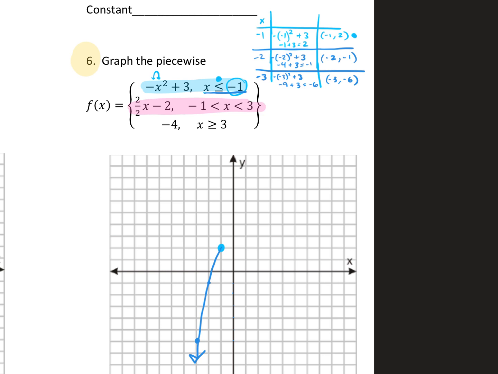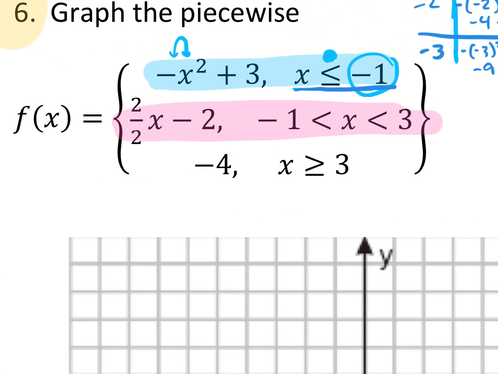What's the shape of our second piece going to be? A line, because it's in the form of y equals mx plus b. We see that there's 2 over 2 here. Obviously, 2 over 2 is just 1. I'm going to change it to be 1 over 2. I think that was just a typo. I don't know what the answer key changed it to, but we'll change it to 1/2.